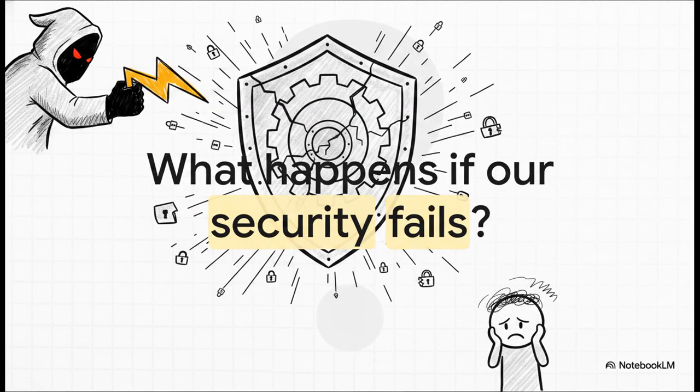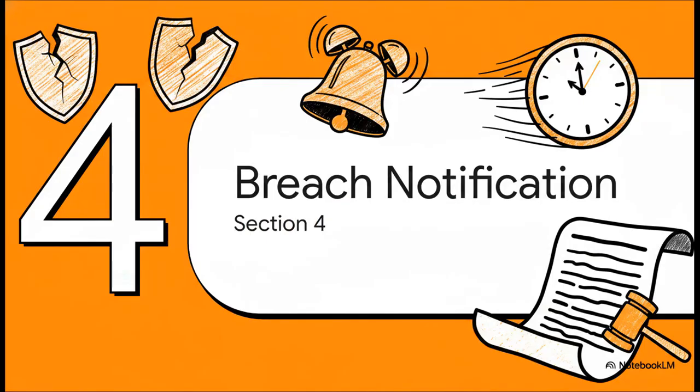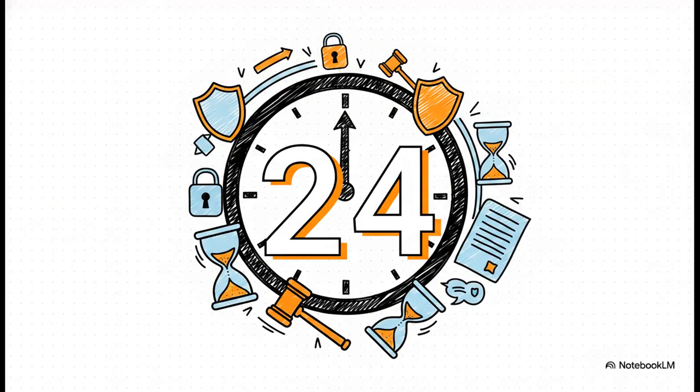But even after you've built the ultimate shield, we have to pause and ask the worst-case scenario question. What happens if our security actually fails? Because let's face it, even the strongest defenses can be compromised by a highly sophisticated attack or just an unfortunate internal error. And that dramatic pivot takes us to Part 4, Breach Notification Protocols. Under Section 19 of the Act, we go from building the shield to sounding the alarm. And this right here is the absolute most critical number you must remember from this entire explainer. 24. You have exactly 24 hours to act.